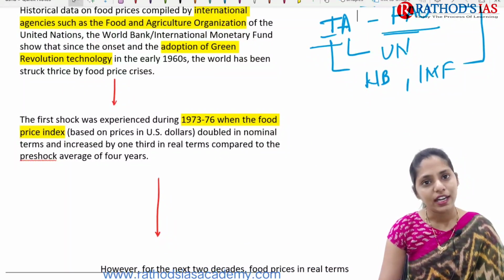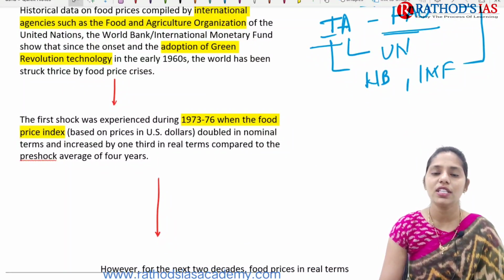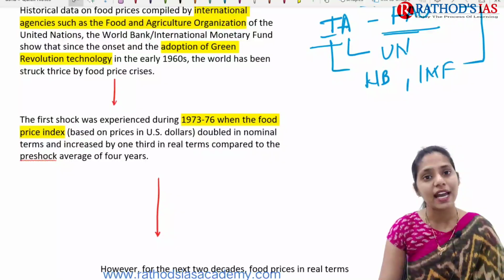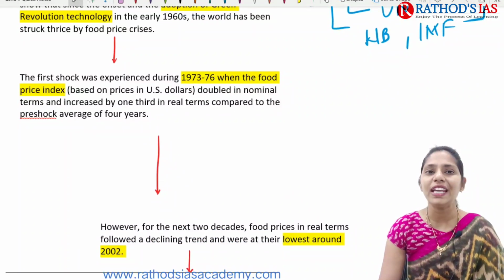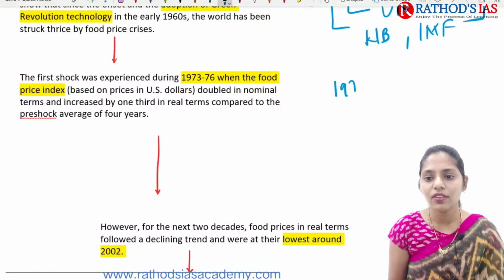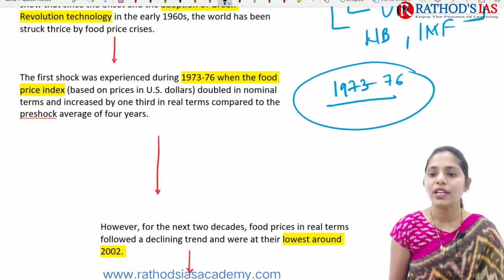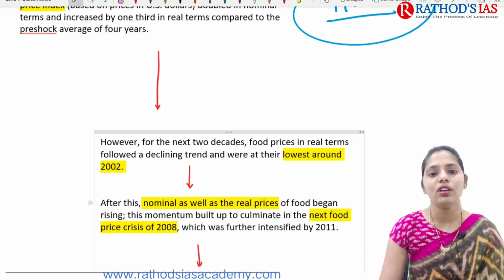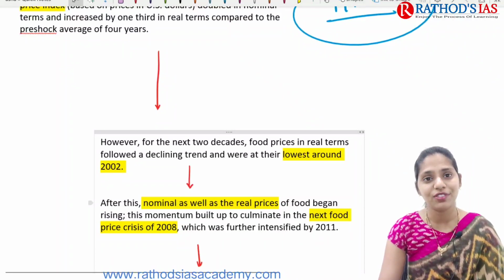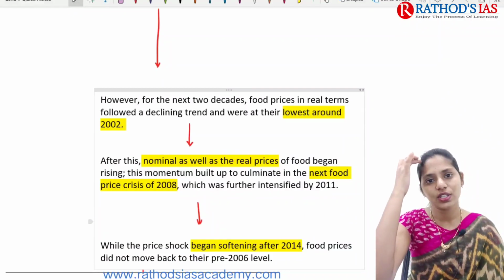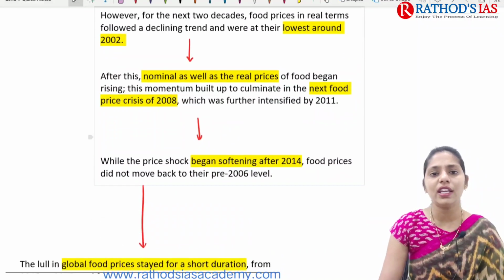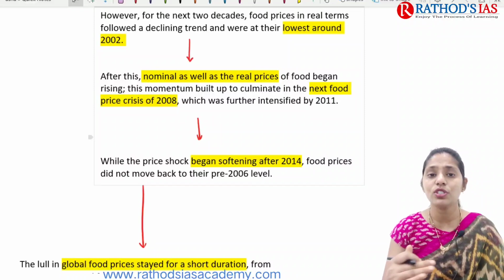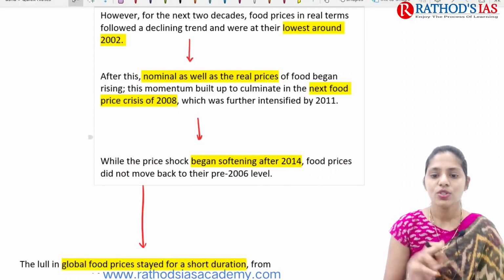And we came up with the adoption of green revolution technology in the 1960s, especially to overcome this food price crisis and to increase agriculture production. The first shock we experienced in India was in 1973 to 1976. At that time the food price almost doubled. Later on, by 2002, we saw a decrease in prices. And later on again the price crisis was mainly seen in 2008, and that food price crisis mainly intensified by 2011. So this is the second.